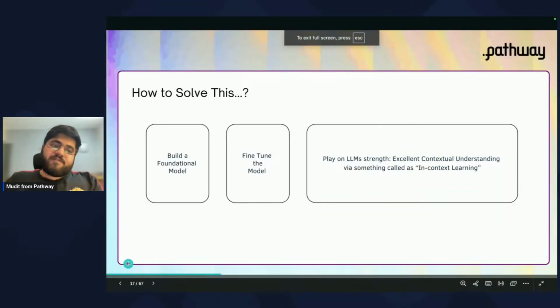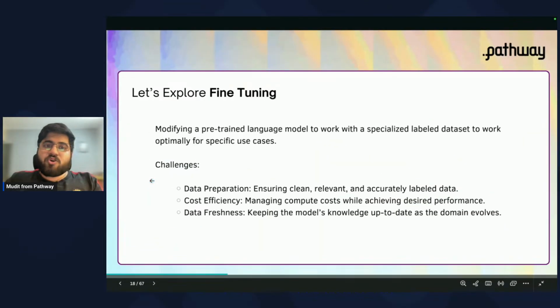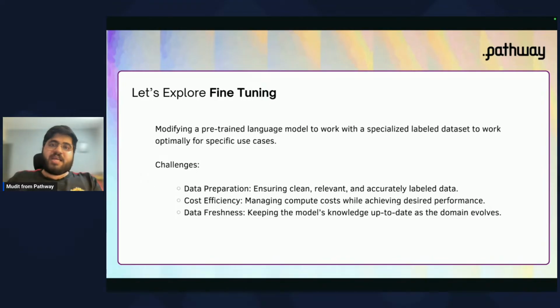So how to solve this? The first option is that you can fine tune the model. Now, what's fine tuning? It's a very common de facto way. You would typically take data, prepare that data, label it, and then use that to improve your model for a particular use case. You will basically adjust the weights so that it performs better for a particular set of use cases. Now the challenges are, first, data preparation is very costly and expensive.